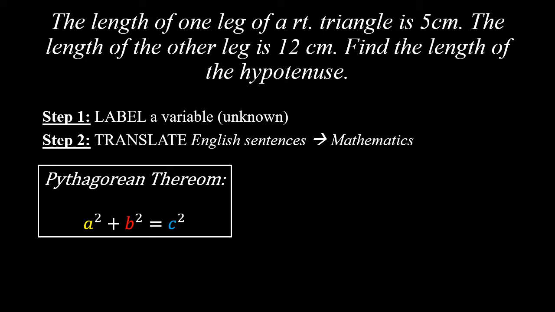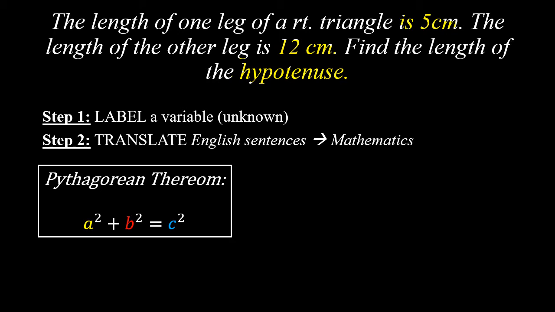The first time, of course, we've just read it. Now, the second time, let's go through and sort of highlight important information. So the length of one leg of a triangle is 5 centimeters. That 5 centimeters is important. The length of the other leg is 12 centimeters. That is also important. Find the length of the hypotenuse, and I'm just going to highlight hypotenuse because that's what we're looking for.